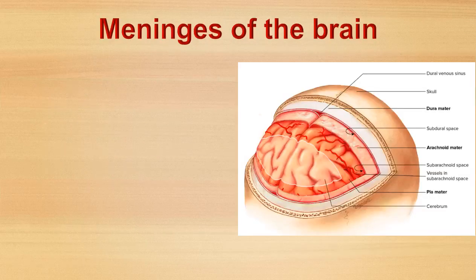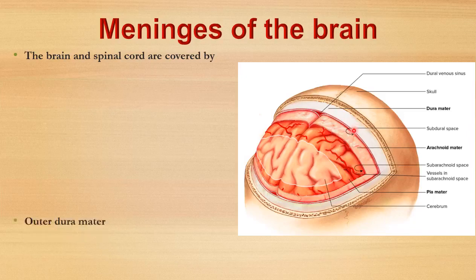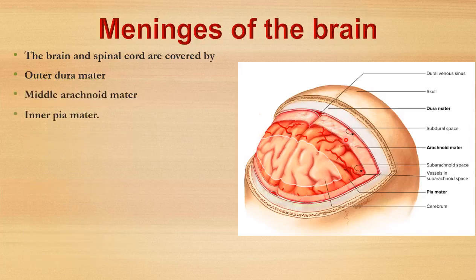So next, coming to the meninges of the brain. The meninges of the brain are actually the coverings of the brain which are protective in nature. The brain and the spinal cord are mainly covered by three coverings which are present as three layers from outwards to inwards. What you have is the Dura Mater, followed by the middle layer, the Arachnoid Mater, and deeper to that you have the Pia Mater.